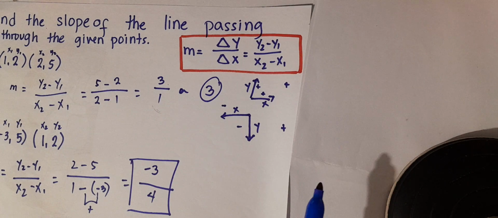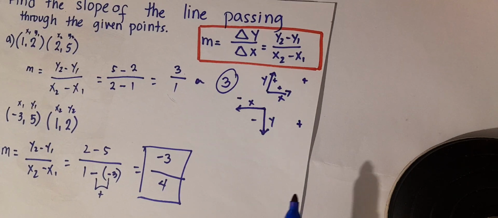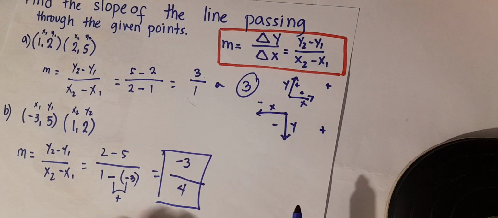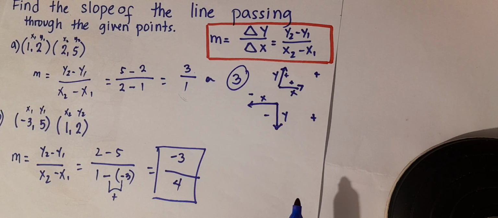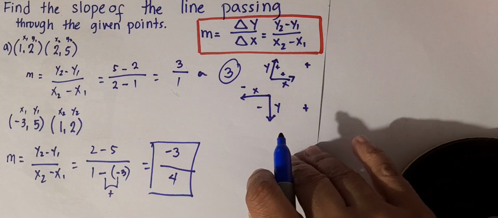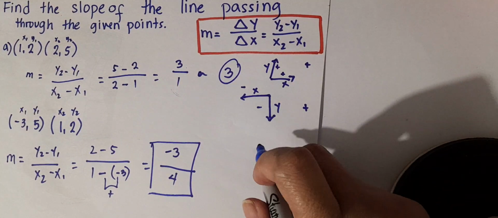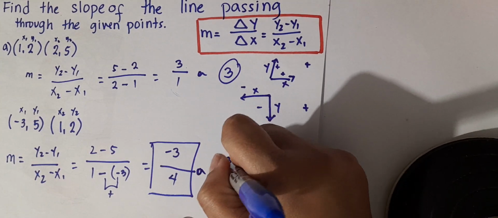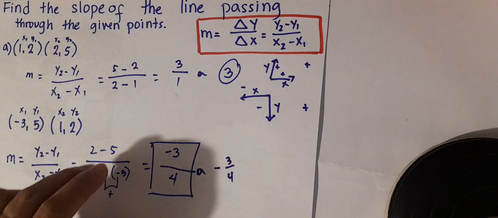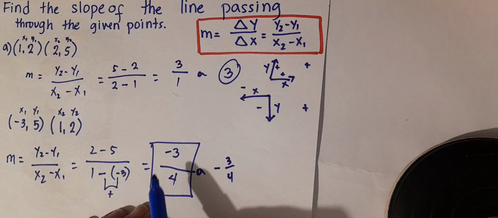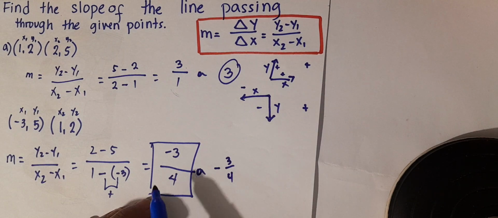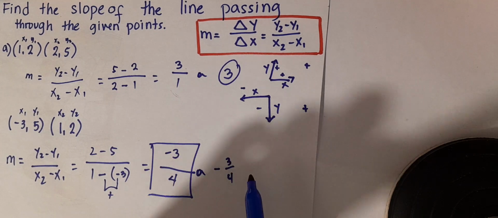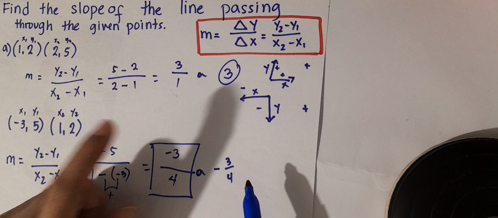Now, what if the slope has a negative sign? So, it will be opposite. When we say opposite, this can be written actually as negative 3 over 4. So, what does negative 3 over 4 mean? The negative can be on top or it can be at the bottom.